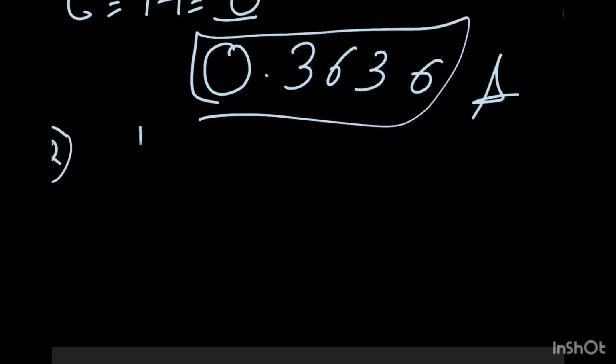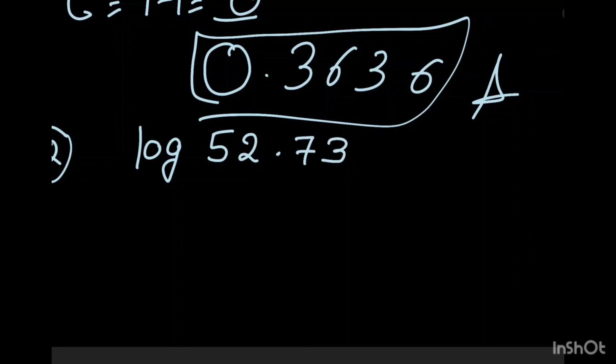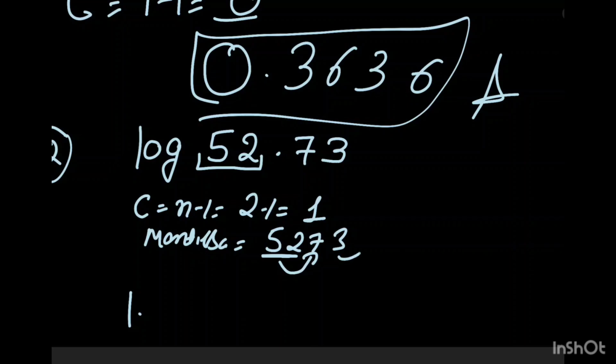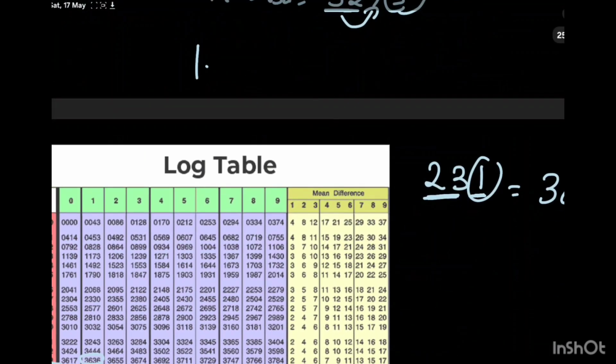Now let us see the next example, which is log of 52.73. First of all, see the number of digits before the decimal. We have 2 digits before the decimal. So my characteristic will be equal to n minus 1, that is 2 minus 1, which is equal to 1. So my answer will be written like this, 1 point something. Now my something is the mantissa, and the mantissa here is 5273. In this mantissa we have to check 52, at 7, and we'll add the mean difference of 3. Let's see the table.